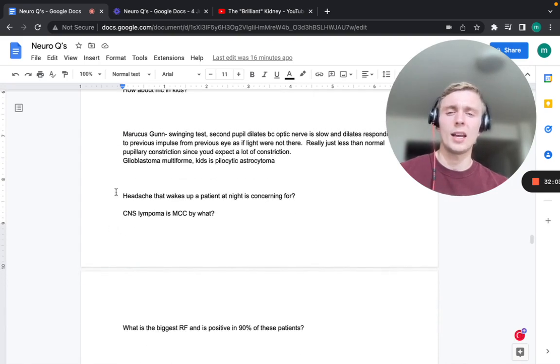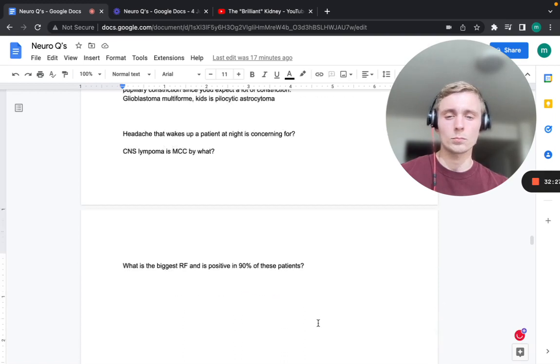So next one, a headache that wakes up the patient at night is concerning for what? CNS lymphoma is most commonly caused by what? What is the biggest risk factor and is positive in 90% of these patients?